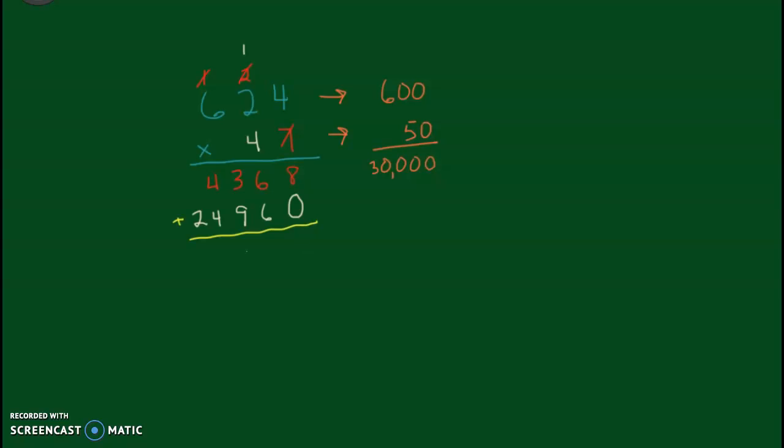8 plus 0 is 8. 6 plus 6 is 12. 1 and 9 are 10, plus 3 is 13. 4 plus 4 is 8, plus 1 is 9. And there's nothing to add to the 2. So our actual answer is 29,328, which is pretty close to our estimate.